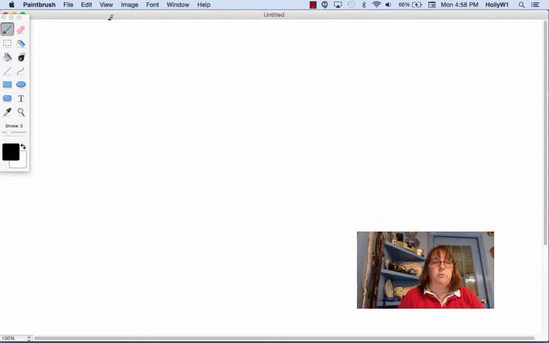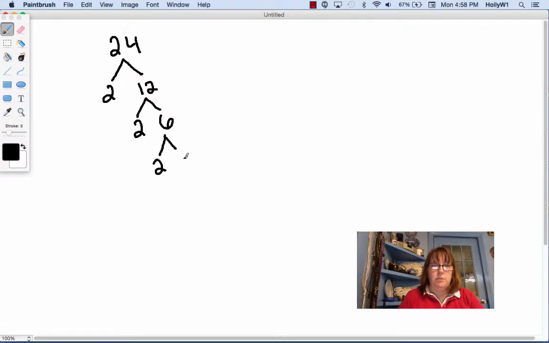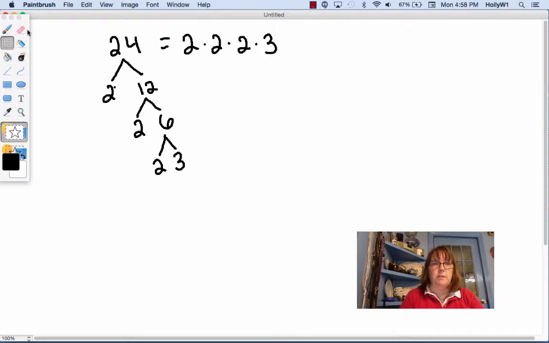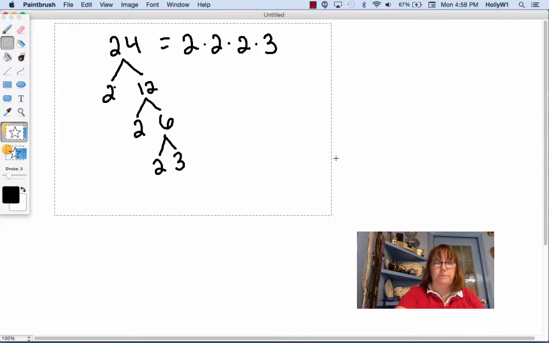One of the things we're going to talk about is prime factorization. If I have 24 and I want to know its prime factorization, I would pick any two multiples of 24. We have 2 and 12. 2 is prime, so we stop there. 12 is not. 12 can be 2 and 6. 2 again is prime. 6 is not, which is 2 and 3. Now all of these are prime. So the prime factorization of 24 is 2 times 2 times 2 times 3. We're going to use that to find the greatest common factor of numbers.